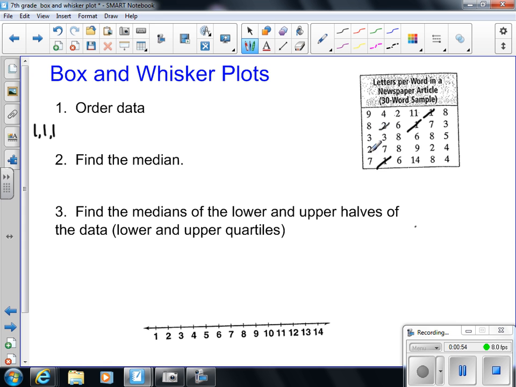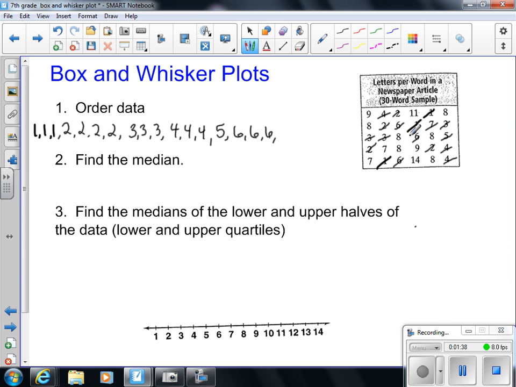Okay, then I have 2s. 1, 2, 3, 4 2s. Does that get them all? Okay, then what's next? 3s. 1, 2, 3 3s. Okay, 4s. 1, 2, 3. 5s. 1. Is that it? 6s. Looks like 3.